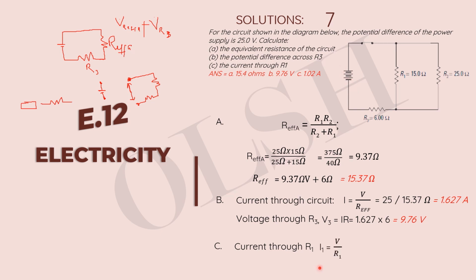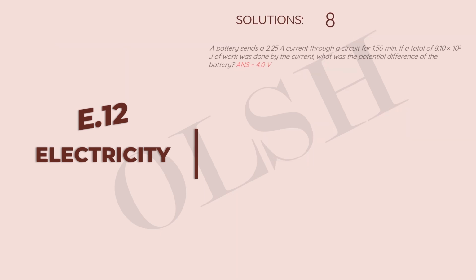So armed with that knowledge, we come down to solve for the current through R1. So the current through R1 is V over R1, where our V, that's the voltage across R1, is the voltage of this battery, which is 25, minus the voltage across R3. So we'll have V minus V3 all over R1. So we're going to have 25 volts minus 9.76 that we got here, divided by 15, which is the value of R1. So we're going to get 1.02 amps as the current through R1. Okay, so let's go to number 8.